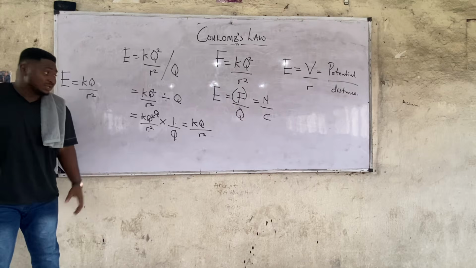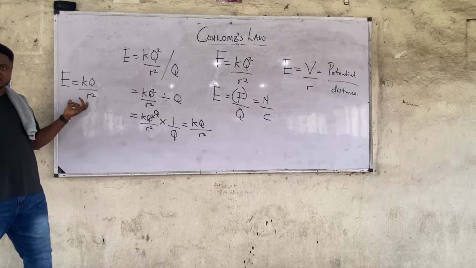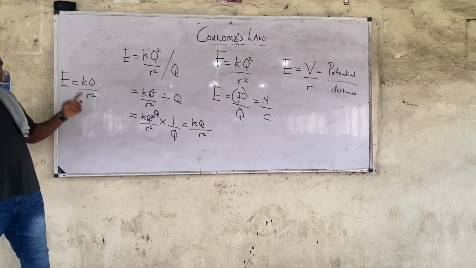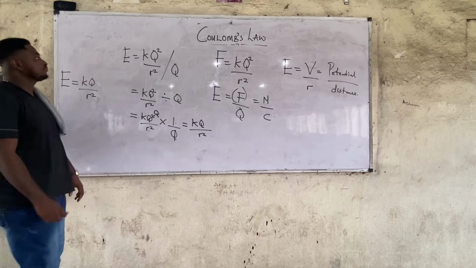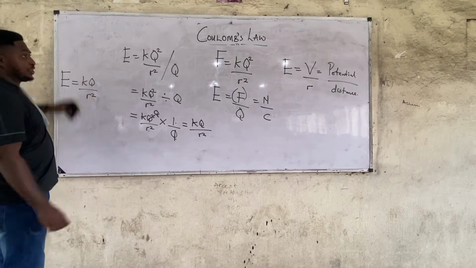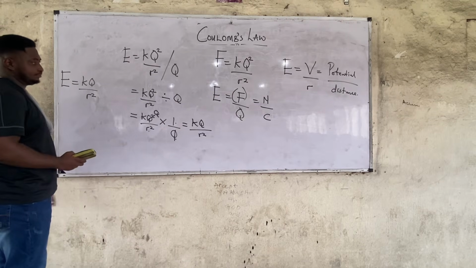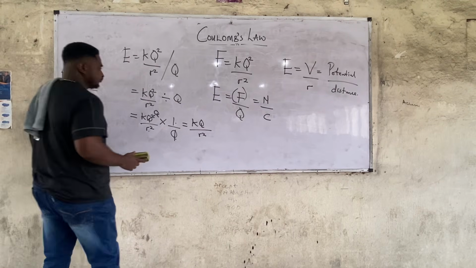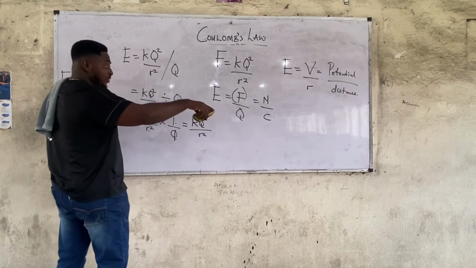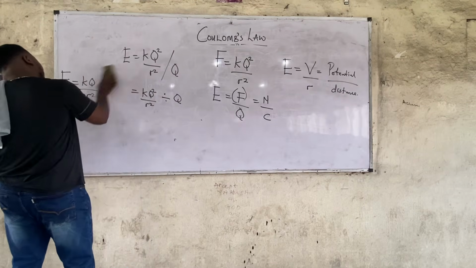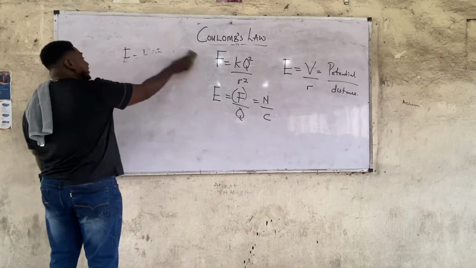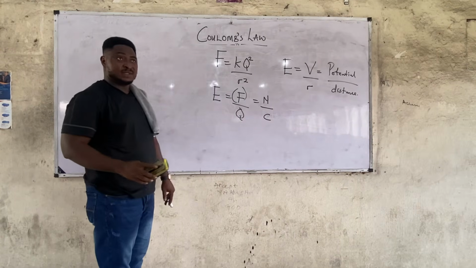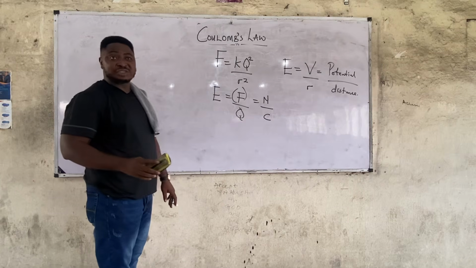If you do all the algebra, nobody has to derive this. Just the formula. E is KQ over R squared. Are we together, class? E is KQ over R squared, and E is V over R. I just thought to mention all this before we leave chapter 1. Class, we have 3 questions in our book, right? Let's demystify them and then move to chapter 2.